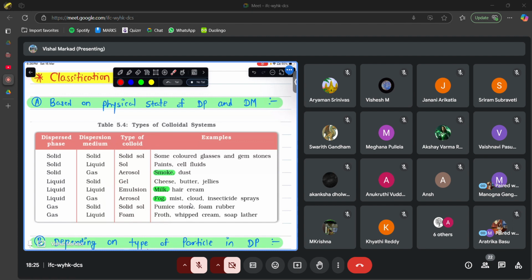That is gel. Now you see milk. In milk, the dispersed phase as well as the dispersion medium are both liquid. Okay. Now here, one thing is missing. Which one thing is missing here in all those combinations? If you see here, solid in solid, solid in liquid, solid in gas, liquid in solid, liquid in liquid, liquid in gas, gas in solid, gas in liquid, gas in gas. Why is it missing? What do you think?